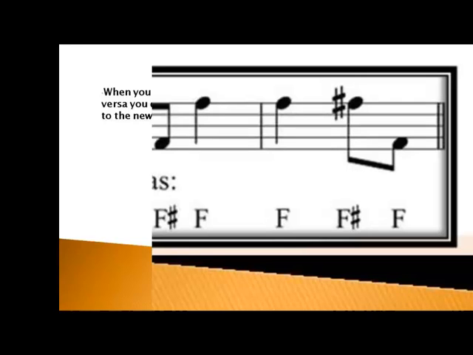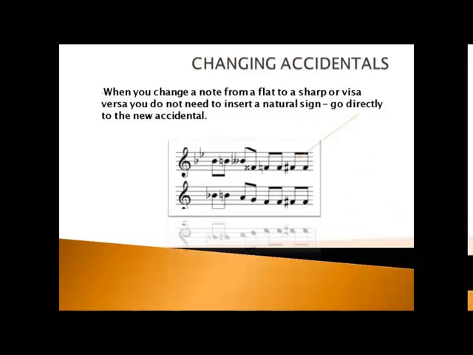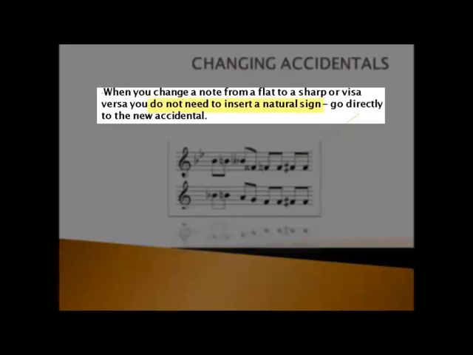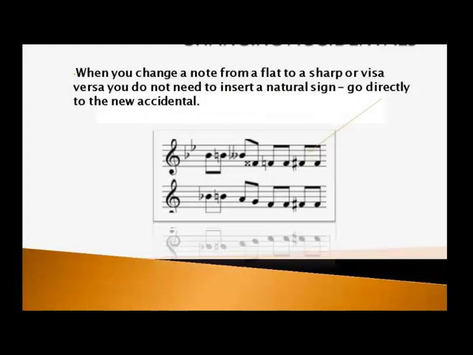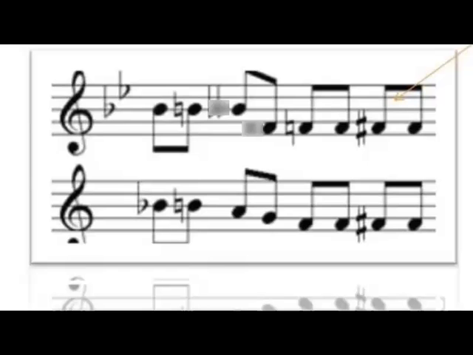When you change a note from a flat to a sharp or from a sharp to a flat, you don't need to insert a natural sign. Just go right to the new accidental. On this slide, in this example, we have B flat and E flat. So the first note is B flat. The next one is B natural. So the natural sign must be written there.